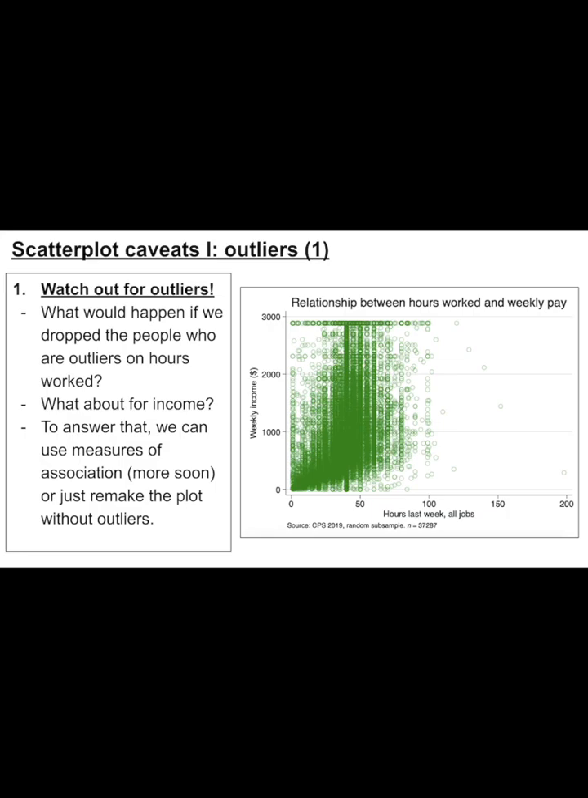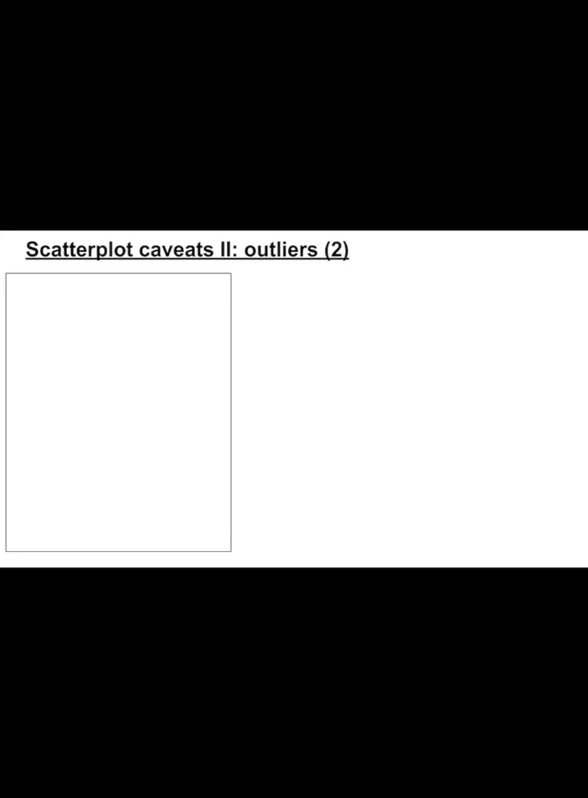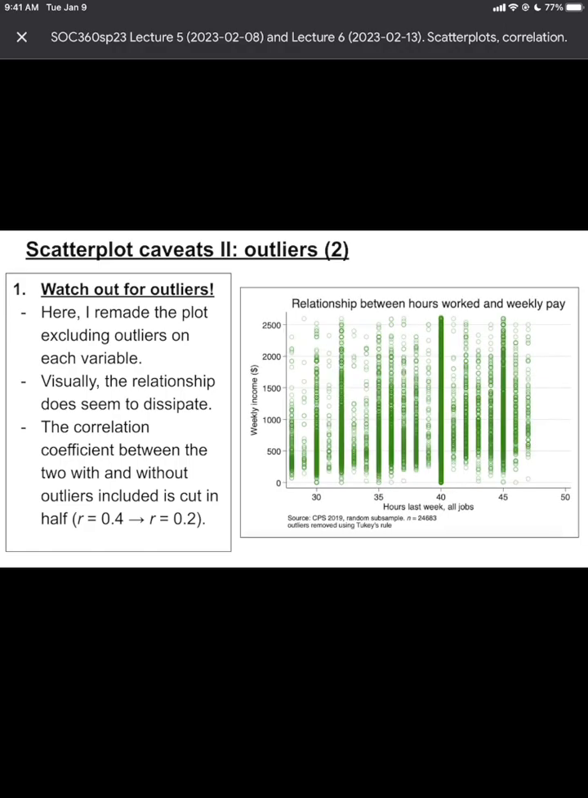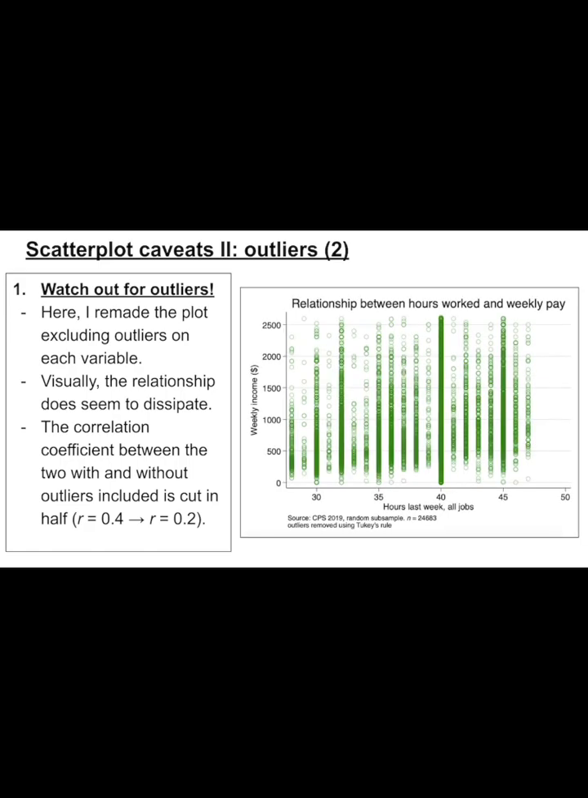Well, we can use our statistical measures of association, which will allow us to pretty quickly drop those people and rerun a summary statistic like the correlation coefficient. But we can also just remake the plot without the outliers, and that's what I do here. So in this case, the relationship does seem to dissipate, even though we dropped that one outlier who was kind of bucking the trend. We also dropped a lot of people who, in fact, more closely hewed to the apparent trend. And the correlation coefficient here between these two is actually cut in half. So we go from a sample correlation coefficient of 0.4 to one of 0.2, which is relatively low.